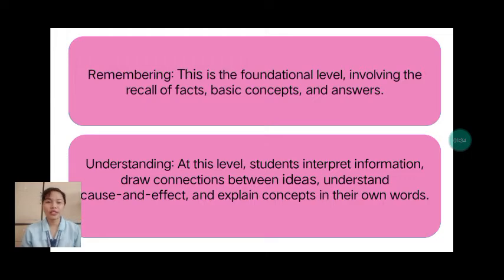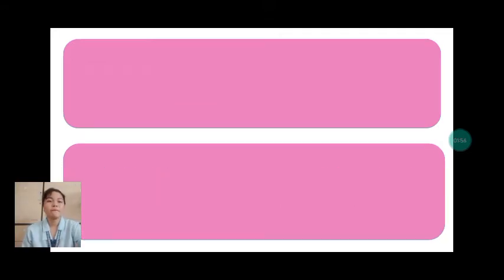Second is understanding. At this level, students interpret information, draw connections between ideas, understand cause and effect, and explain concepts in their own words. So in here, the understanding level requires more than just memorization. It involves grasping the meaning and significance of the concept.